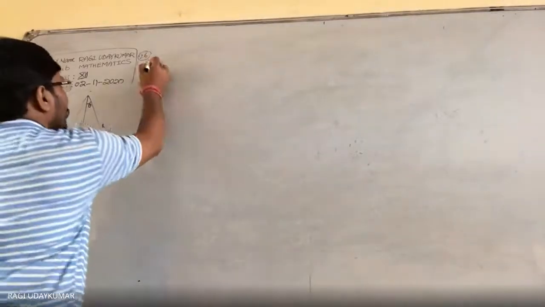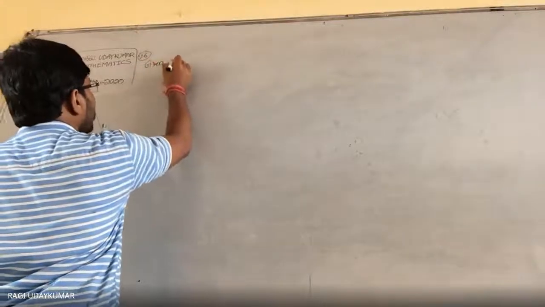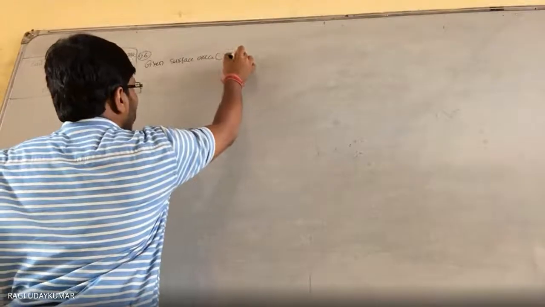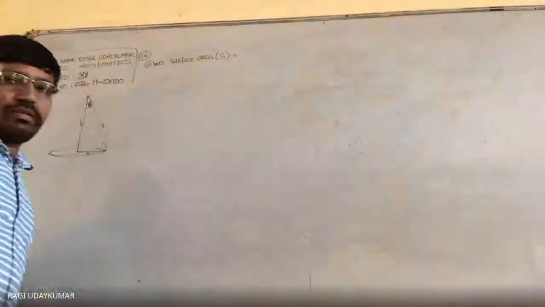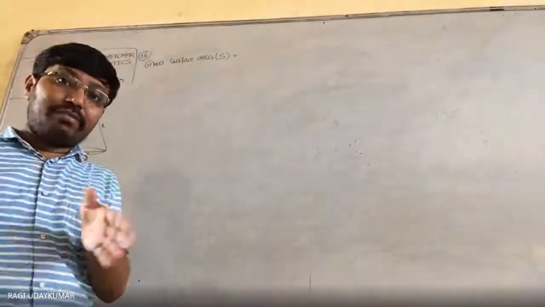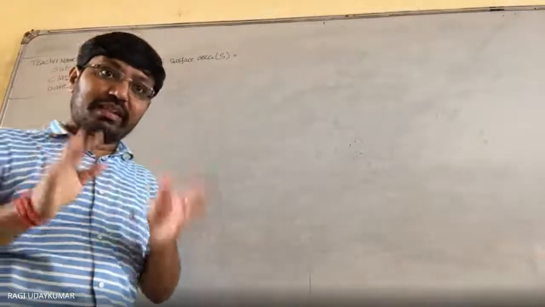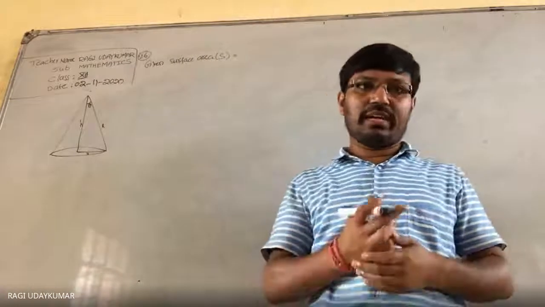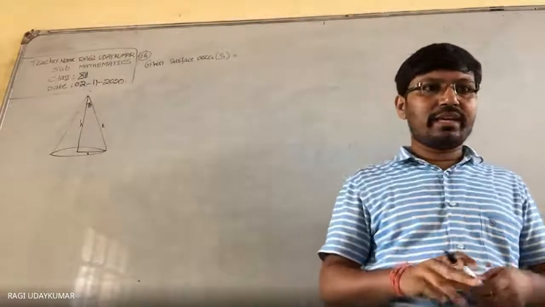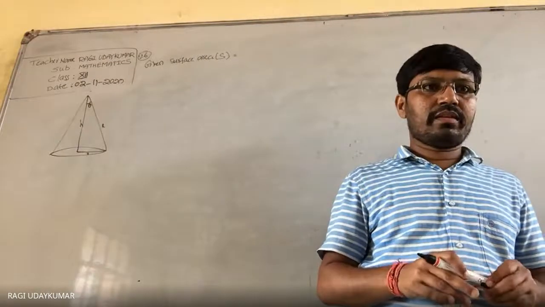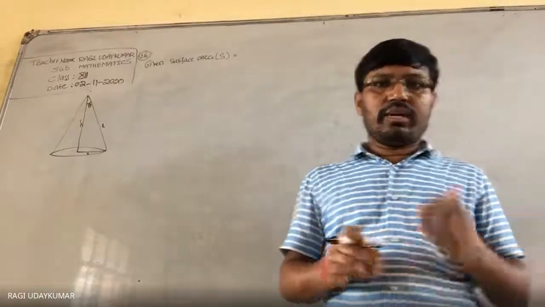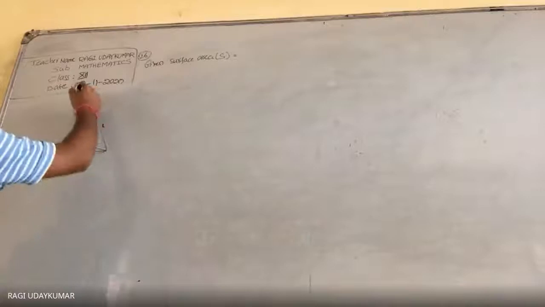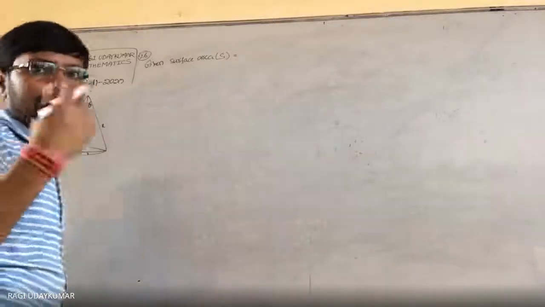So given surface area S is equals to, what is the surface area of the cone? Here curved surface area is not mentioned, only surface area is mentioned, that is nothing but total surface area. What is total surface area? This is pi r square plus pi r l.